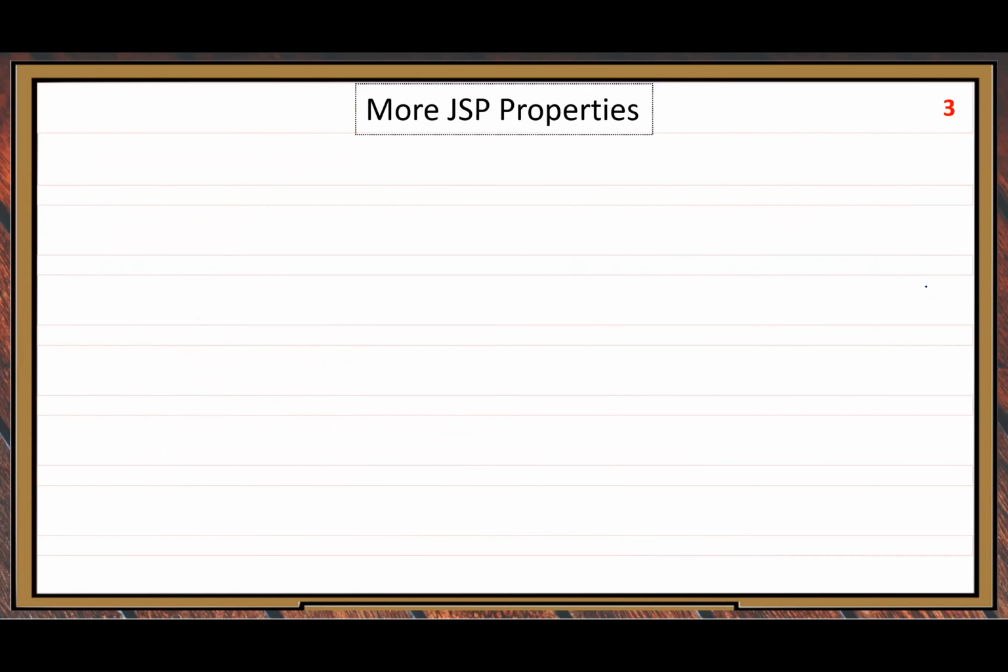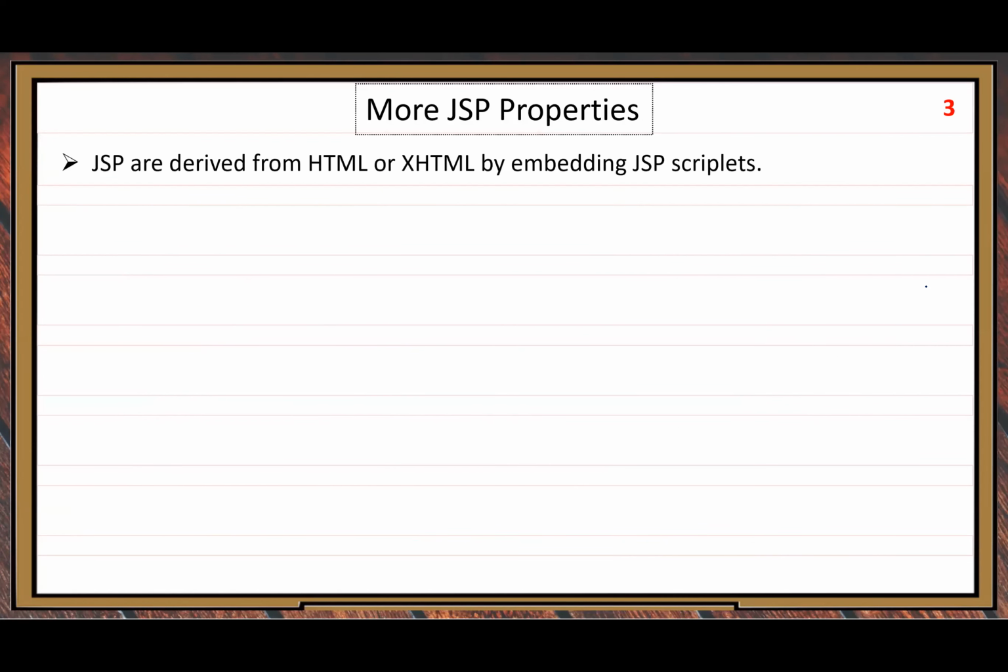More JSP properties. JSP are derived from HTML and XHTML, with more special requirements based on XML, by embedding JSP scriptlets. Here you see the term scriptlets. When we use a pair of JSP tags like this, we call it a scriptlet.